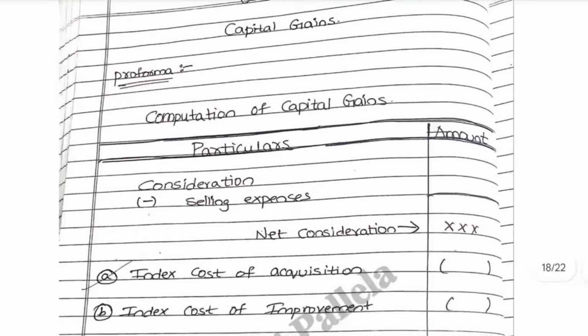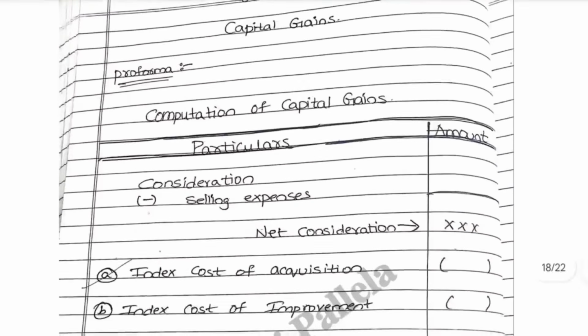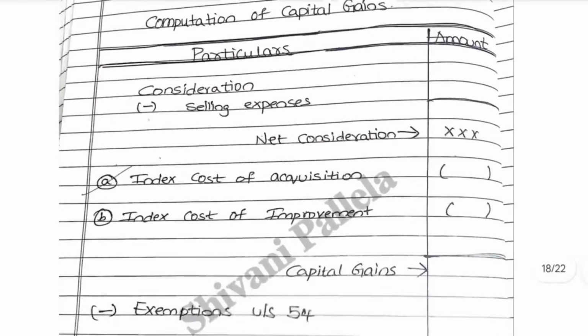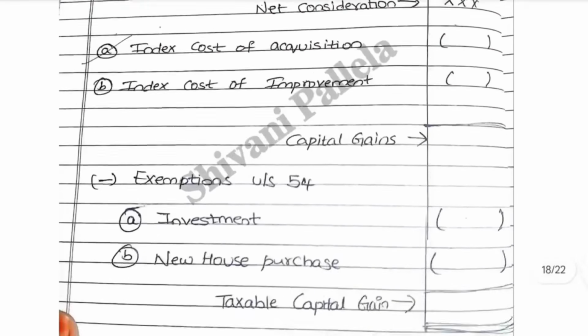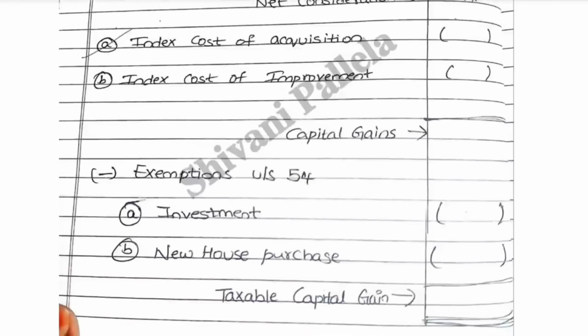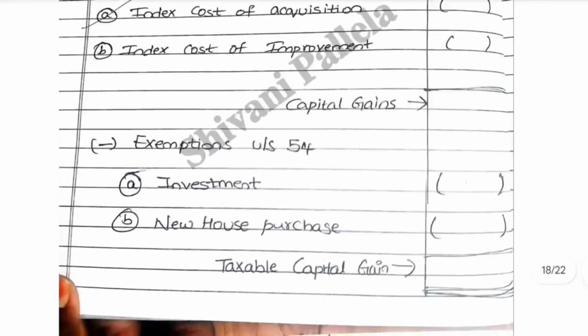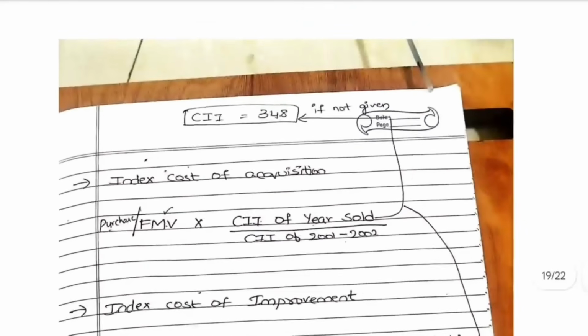Consideration minus selling expenses, you will get net consideration. Index cost of acquisition and index cost of improvement we need to do minus, you will get capital gains. If any exemptions under section 54 is there, that is investments in a new house, we need to do minus from the capital gains. The amount whatever you are getting, that is called taxable capital gain. Okay, in every question index cost of acquisition we need to do it.